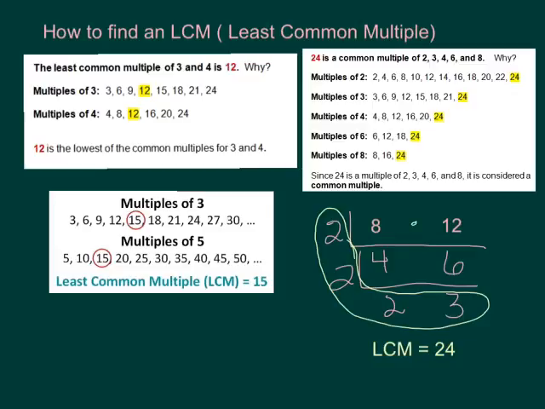Because if you remember from earlier, if you multiply 8 times 12, it gives you 96. But that is not your LCM. Your LCM is 24. And you notice that 24 is a lot smaller than 96.